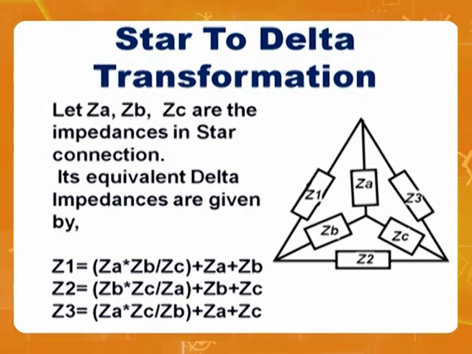Now let me talk to you. So far I discussed specific theorems, specific analysis techniques. You have seen some theorems, but now I am going to talk about star to delta transformation. This is also called, star means like T, delta means like pi. So some people call it T to pi transformation.